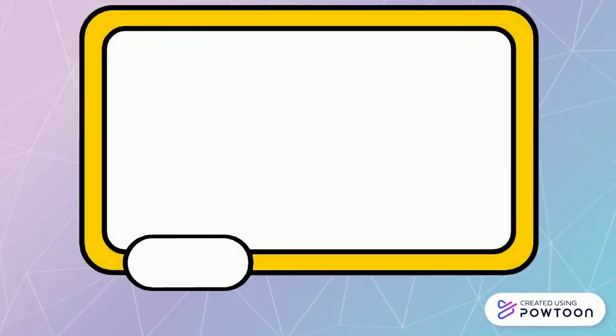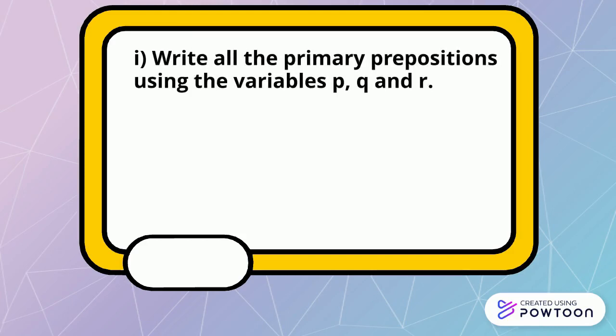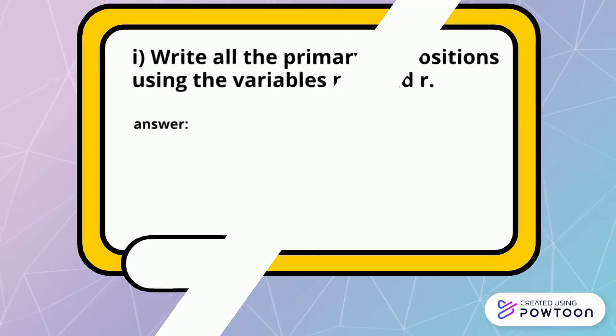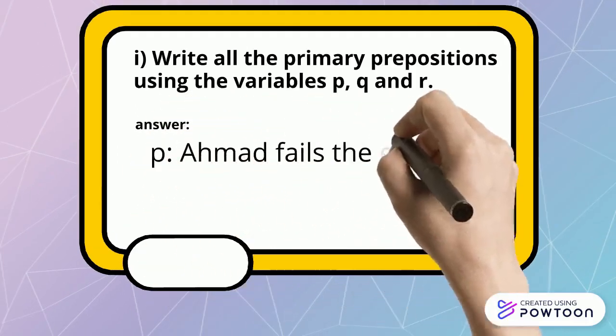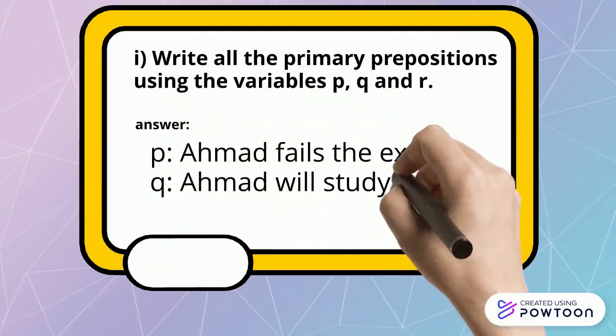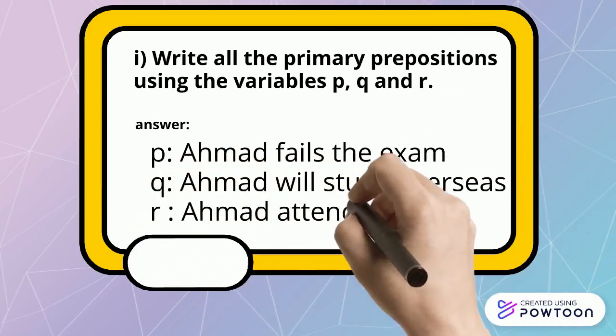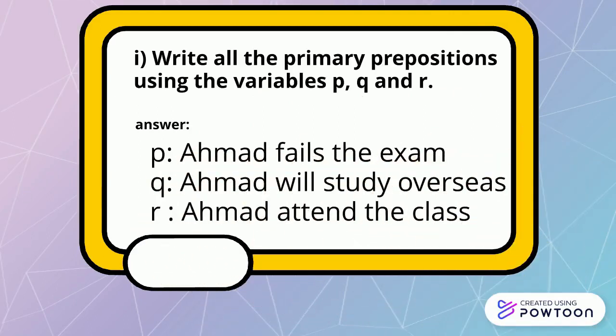So, for the first question, write all the primary propositions using the variables P, Q, and R. Based on the argument, there will be three statements. P, Ahmad fails the exam. Q, Ahmad will study overseas. And the last one is R, Ahmad will attend the class.